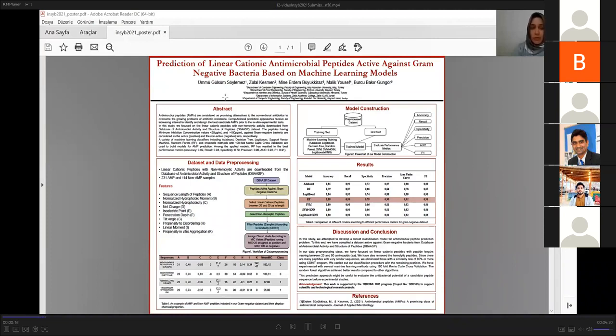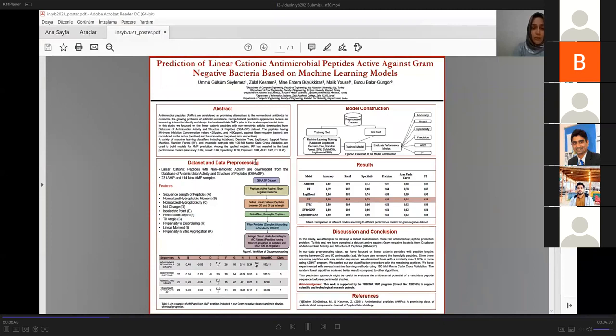First of all, what are antimicrobial peptides? Antimicrobial peptides are considered as alternatives to the conventional antibiotics. So prediction of antimicrobial peptides is important because it is an efficient alternative to experimental methods, and thanks to prediction of antimicrobial peptides, we can create novel drugs. So it is important actually.